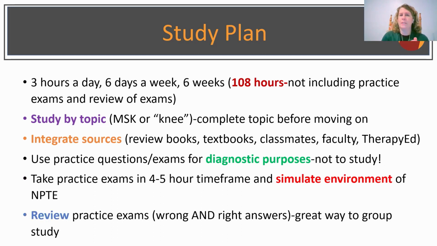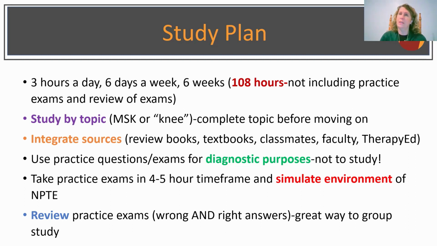When you review your practice exams, of course you want to review the questions you got wrong. Clearly, start there. But I tell people to also review the answers you got right. Why? Maybe you got it right, but your thinking was different than the rationale. So you're going to learn, or maybe there was more to it. Or maybe you were guessing and you got it right, and you didn't know the rationale.